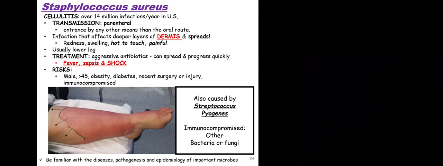I actually had this a year ago. I do not fit the risk group, so male, most of them are male, over the age of 45, obesity, diabetes, recent surgery or injury or immunocompromised. There's 14 million infections per year, so it's pretty common. So I'll just tell you my tale and you'll get it.